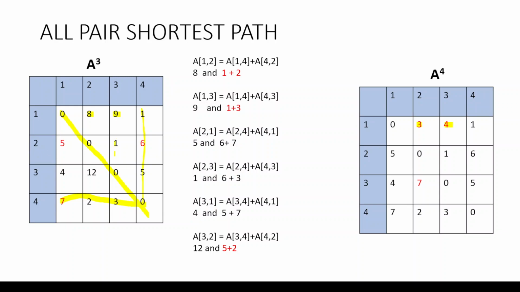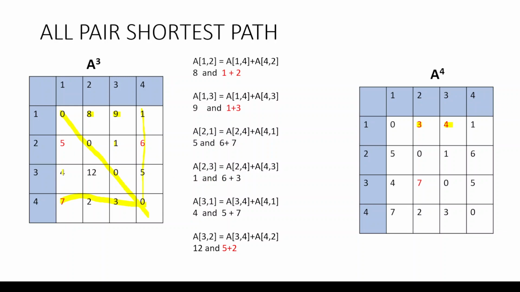Now this one, that is A of 2 comma 3. We are checking if there is a shorter path through A of 2 comma 4 and then 4 comma 3. By looking at this, we know that it is a minimal path cost, that is 1. But still we'll check. A of 2 comma 3 is 1. A of 2 comma 4 is 6 here. A of 4 comma 3 is 3 here. So 1 versus 6 plus 3. 1 is smaller. We are retaining it.